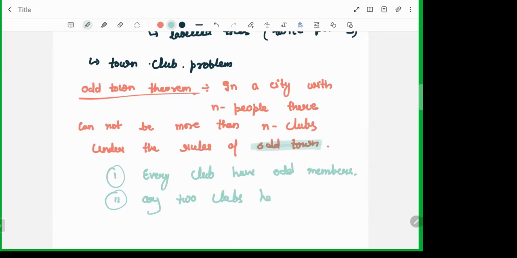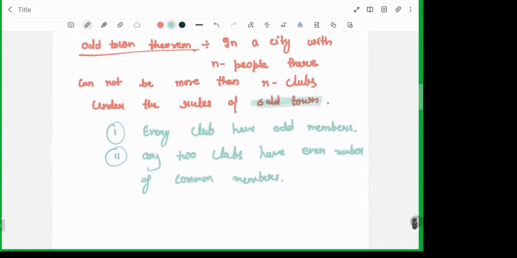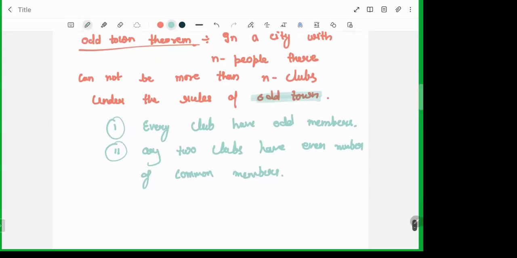Clubs have an even number of common members. So under this condition, if you put these two conditions, then there can be at most n clubs. This is interesting, and this is proved purely by a linear algebra method using inner product.